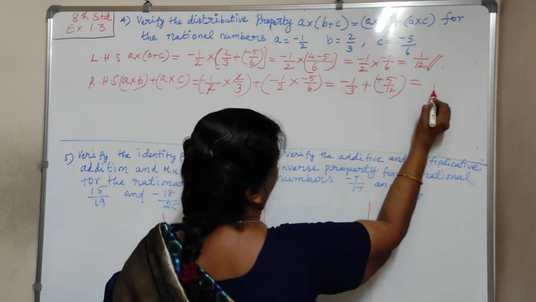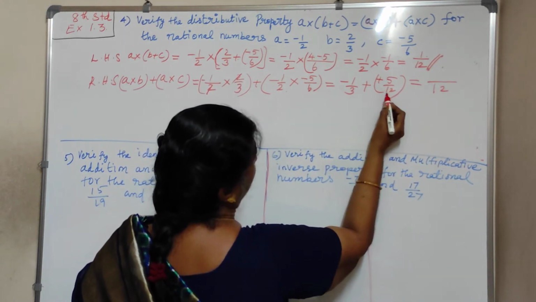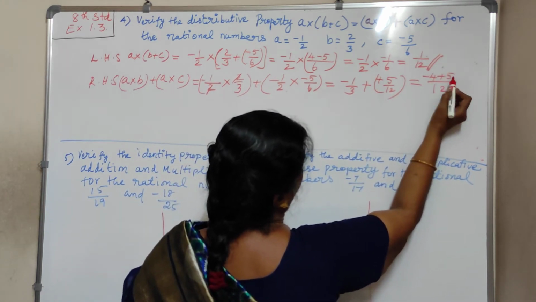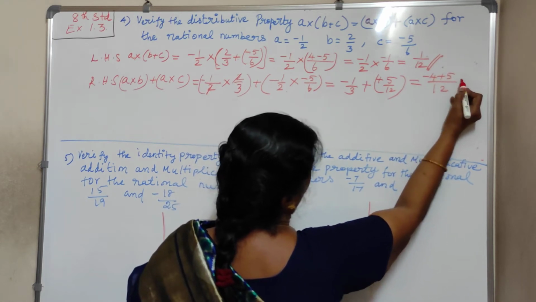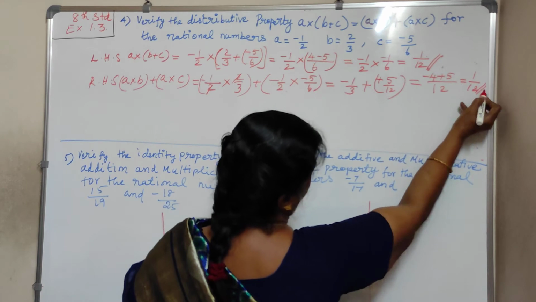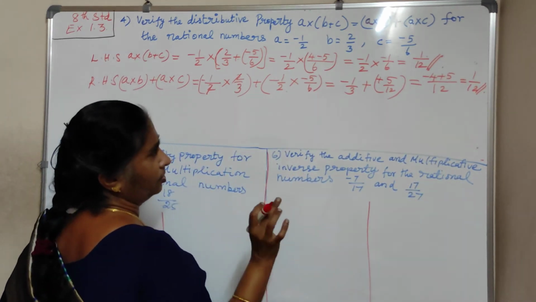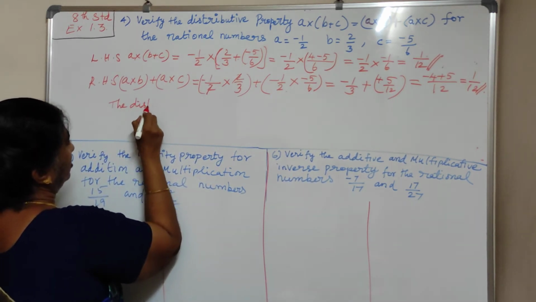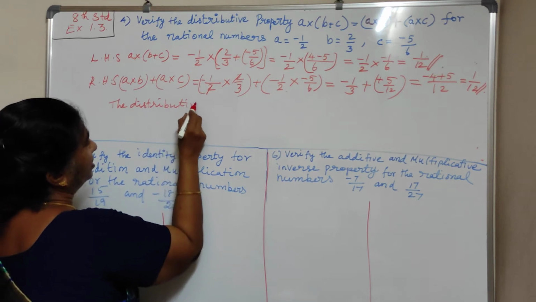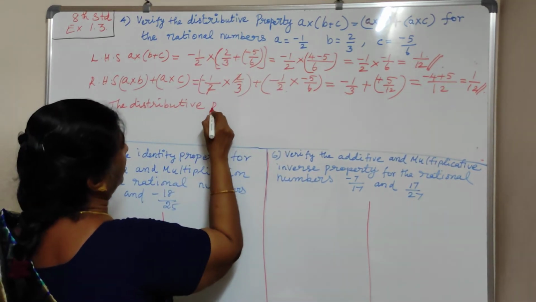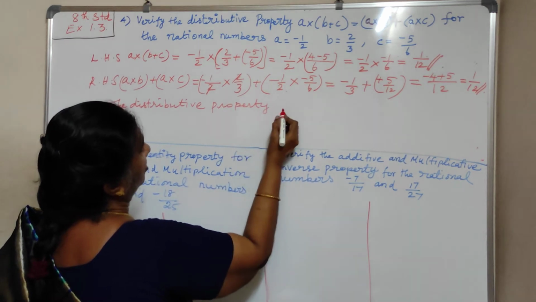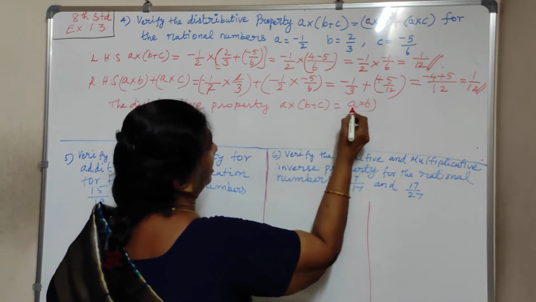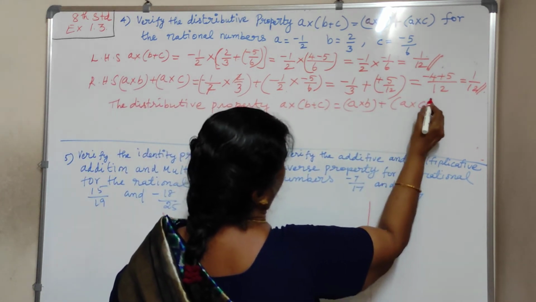So 12 is the LCM. There are 4 3s are, so minus 4 plus 5. So take away minus 4 from 5, you will get 1 by 12. This is right hand side. Left hand side is equal to right hand side. So the distributive property, from the question you write down the distributive property A cross B plus C is equal to A multiplied with B plus A multiplied with C is verified.